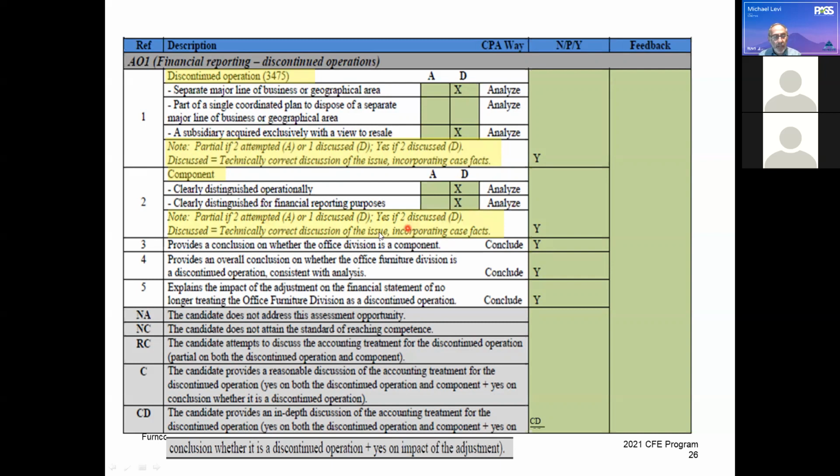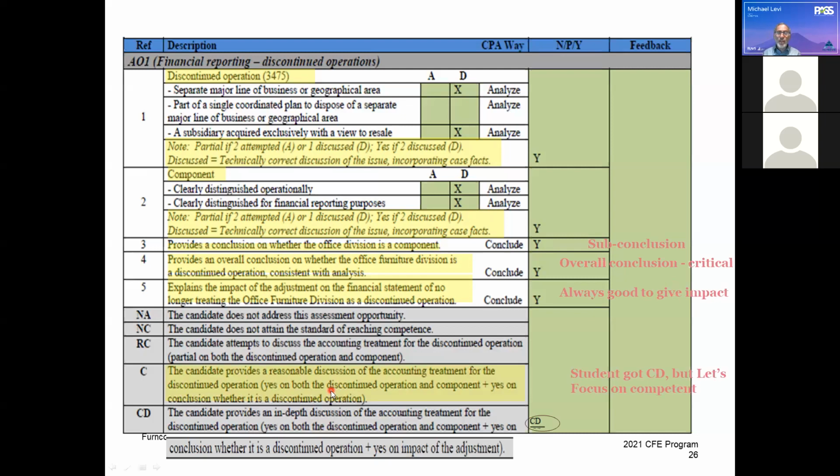For a component, it was very important. In order to get a yes, you needed to discuss whether the division is distinguishable both operationally and for financial reporting purposes. You had enough facts to do that. It also provides a conclusion on whether the office division is a component. So this would be the sub-conclusion that we talked about. Provides an overall conclusion on whether the office furniture division is discontinued. Coming to that overall conclusion on the issue is absolutely vital. Explains the impact of the adjustment on the financial statements of no longer treating the office furniture division as discontinued. Again, always important to give the impact, but particularly in this case where we're trying to recompute the purchase price.